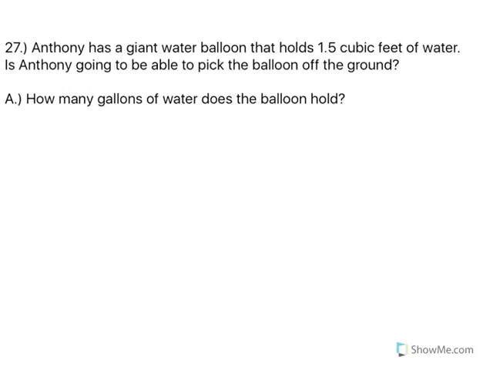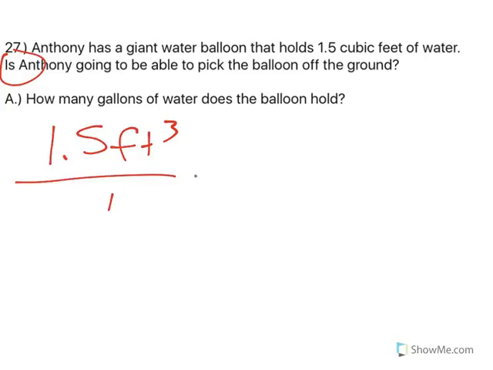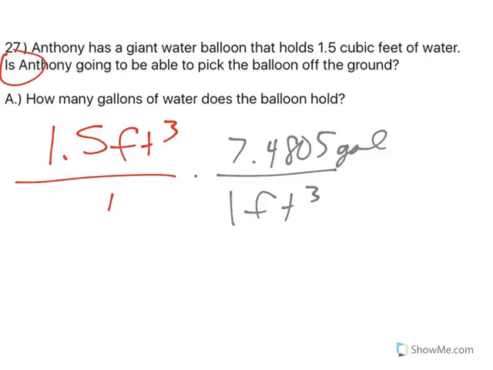27. Anthony has a giant water balloon that holds 1.5 cubic feet of water. Is Anthony going to be able to pick the balloon off the ground? This is our ultimate question, but in order to do that, we got to know how much it weighs, basically. So if we have 1.5 cubic feet, we're going to answer part A first. How many gallons is that? Well, I know that 1 cubic foot is 7.4805 gallons. So 1.5 cubic feet will be 11.22 gallons.